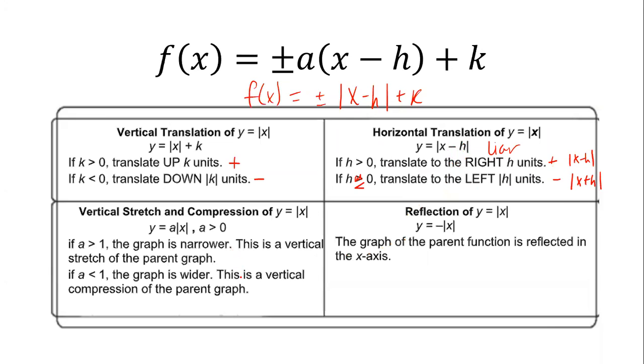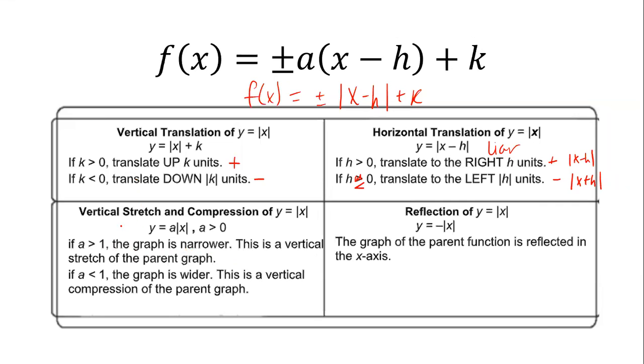Next, vertical stretch and compression. That's our A. It's asking, is it getting skinny or is it getting wider? So if A is greater than 1, it's going to get narrow. That means that it's growing faster. So the functions decide to go to the gym and get skinny.